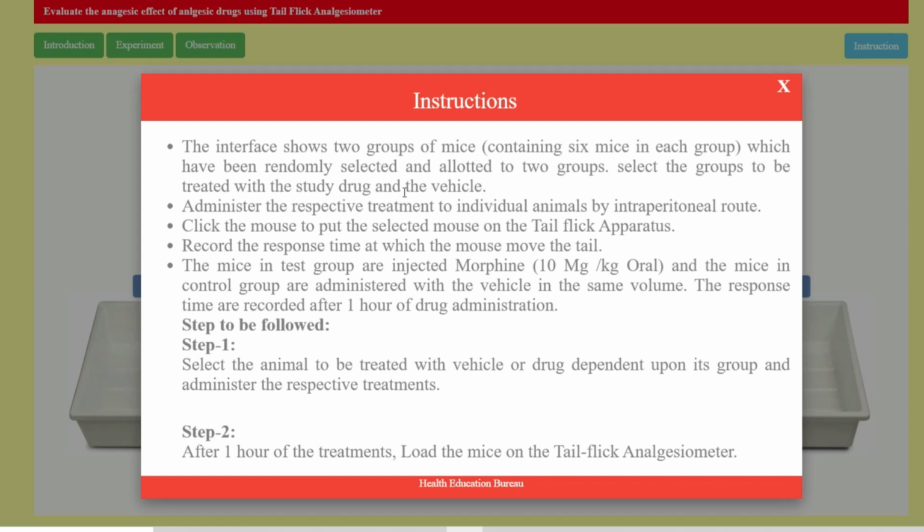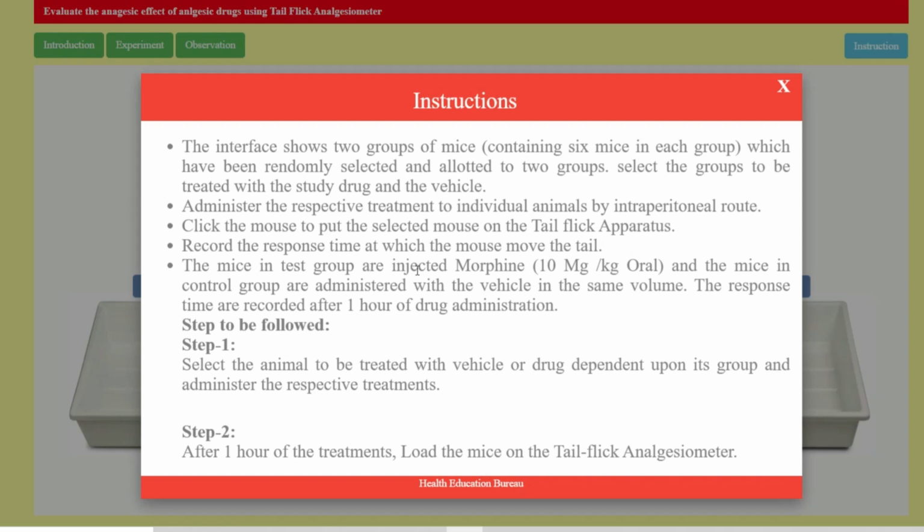Here we will use morphine as the study drug. Administer the respective treatment to individual animals by intraperitoneal route. Here we have to give the drug by oral route, or as per the drug requirement. Click the mouse to put the selected mouse on the tail flick apparatus. Since we are using software here, we have to click the animals to keep them on the tail flick apparatus.